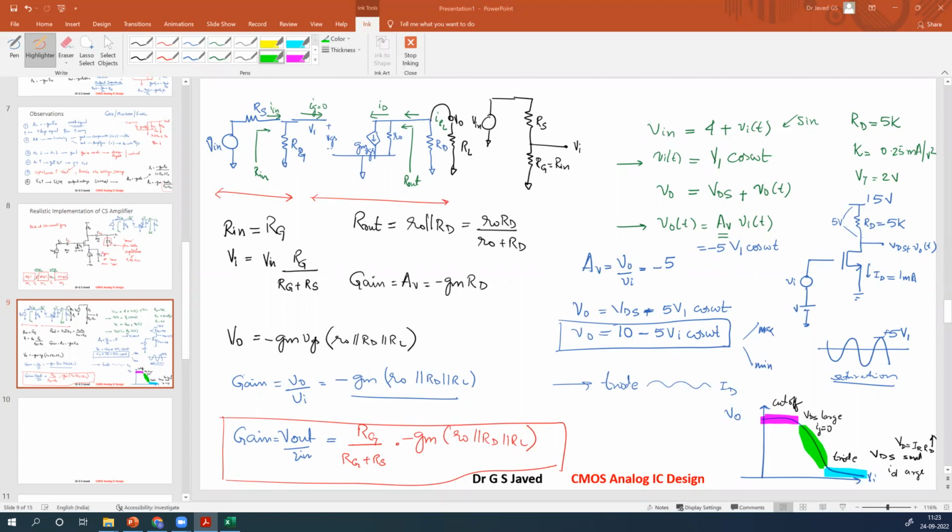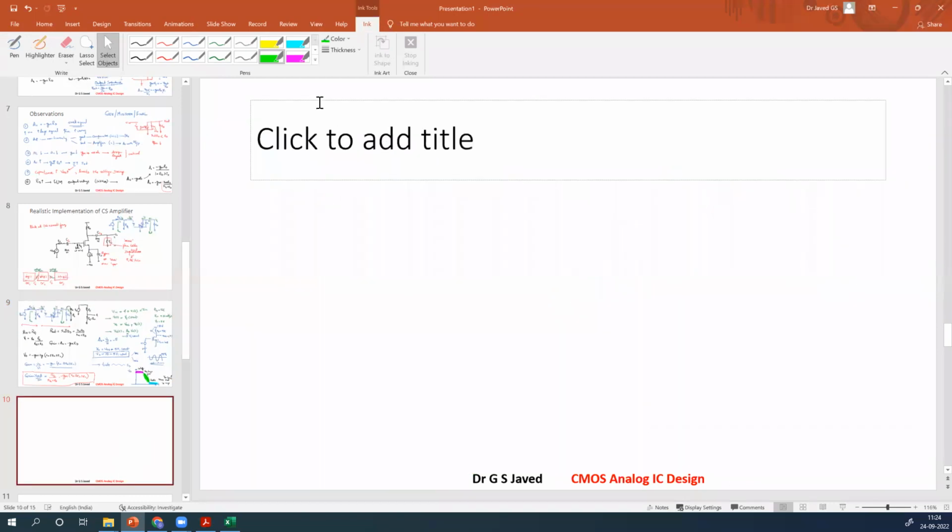This is your nominal operating range. Any questions? Now let us add some math to it. Okay, I will reuse this equation. What is V out? V out is 10 minus 5 Vi cos omega t. Now, what will happen here? How do you find out the min and the max?